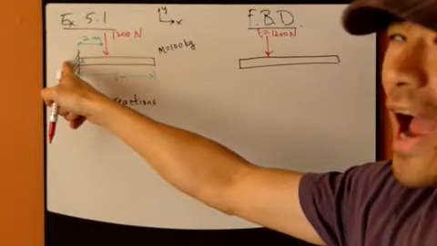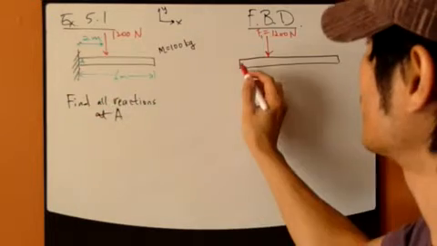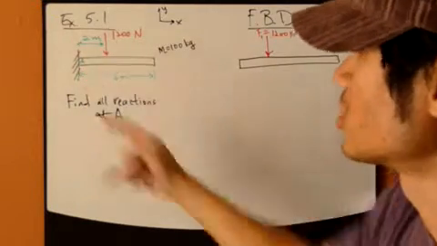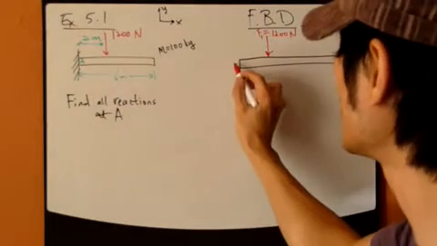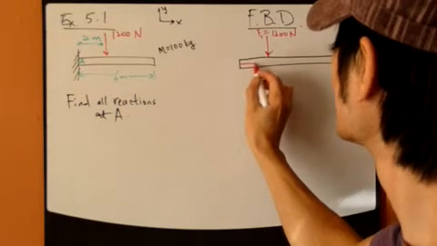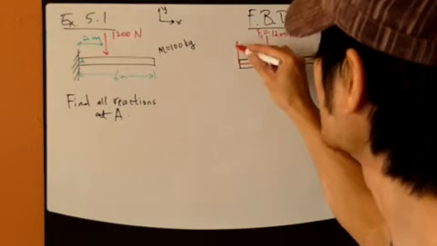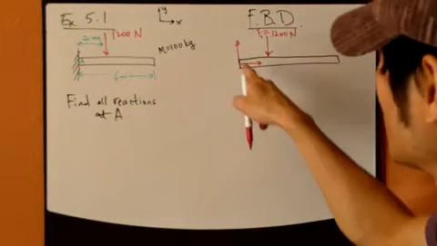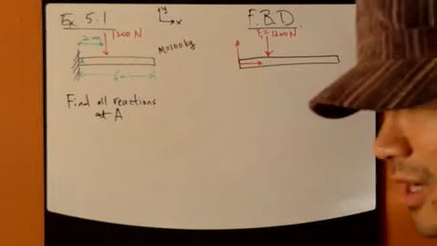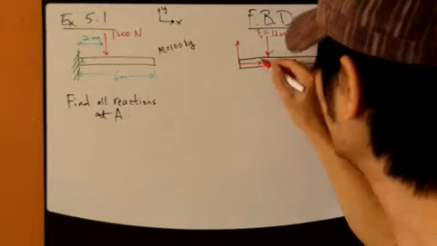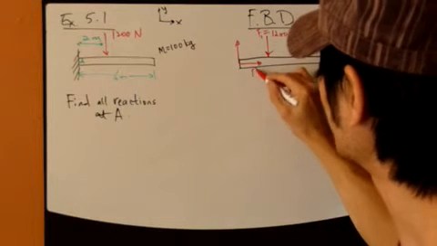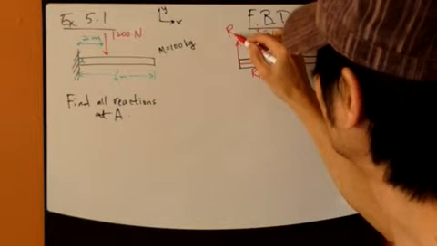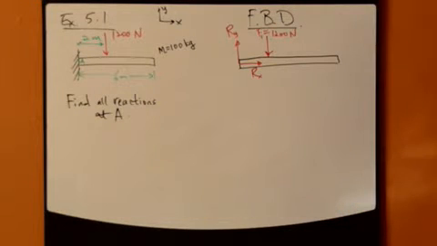Here I have reaction forces. Since this is glued to the wall, I'm constraining it in both directions, x and y direction. So at this point, I'm resisting motion in the x and y direction.